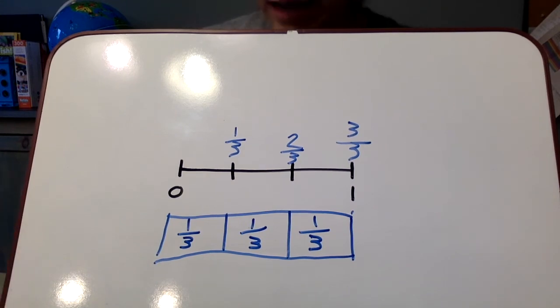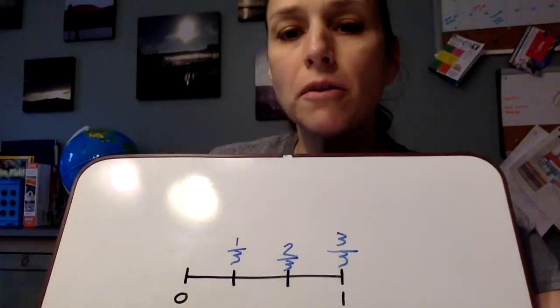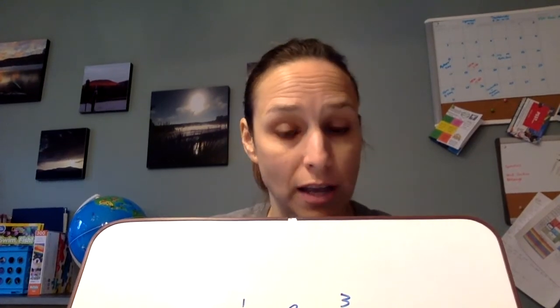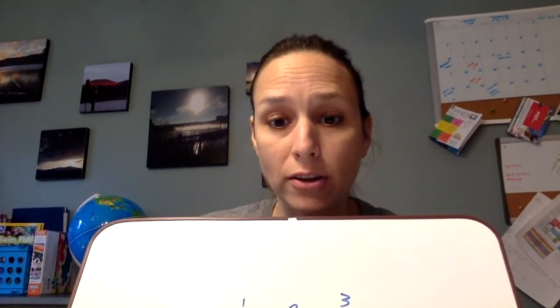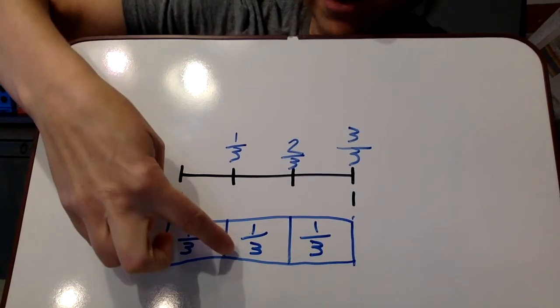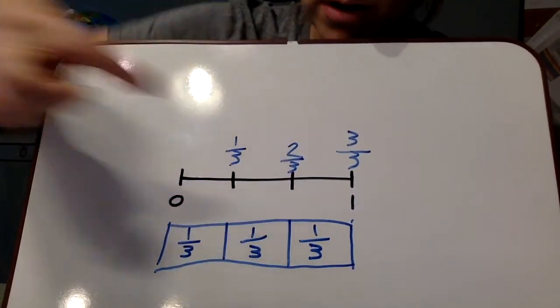So you guys can see this isn't too hard. If you can find fractions in a model, you can find fractions on a number line. You just have to make the connection between what you see in a model and where those tick marks are on your number line. So good luck this week.